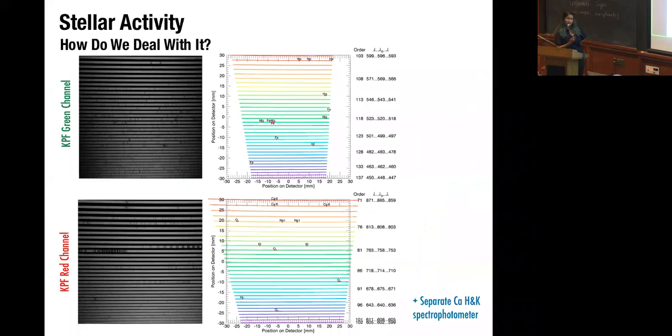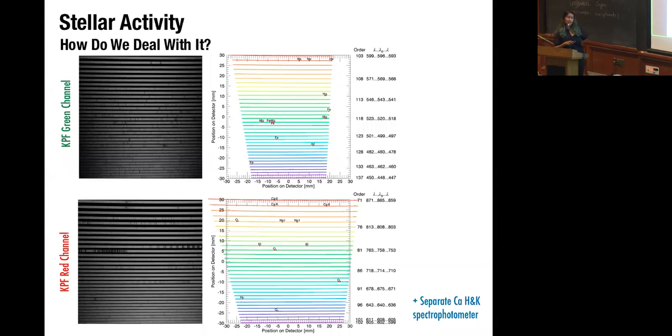This is another example of a spectrograph that tries to cover as many activity indicators as possible. This is the Keck Planet Finder. It has two CCDs, a red and a green channel, and highlighted here are some of the activity indicators that we plan to measure.